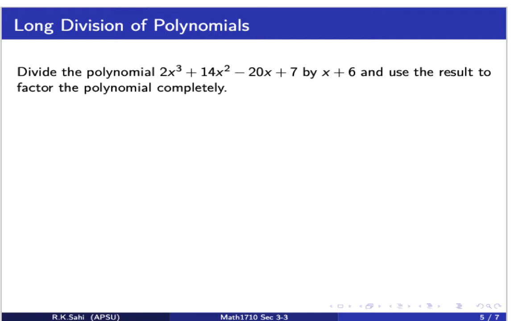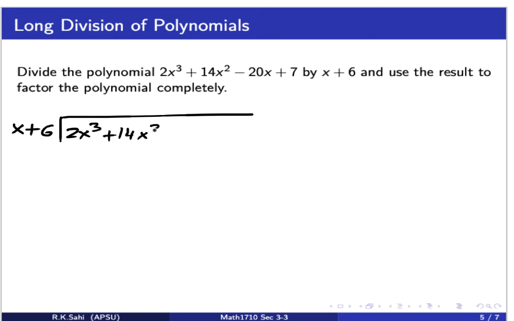So now, we are going to divide the polynomial 2x cubed plus 14x squared minus 20x plus 7 by x plus 6. It's the same things, guys, we are following. It's just that we are trying to increase the difficulty of the problem. Okay, so let's write it down. x plus 6, and 2x cubed plus 14x squared minus 20x plus 7.